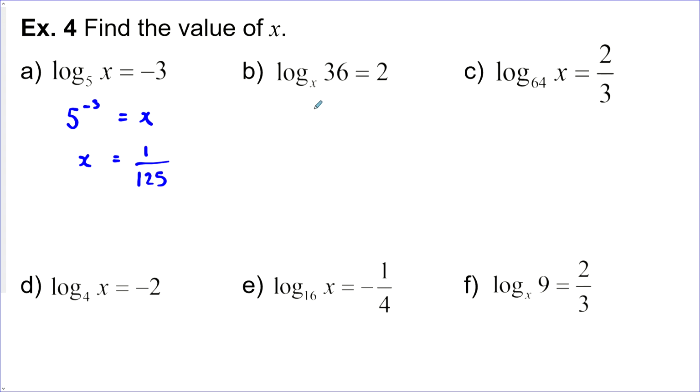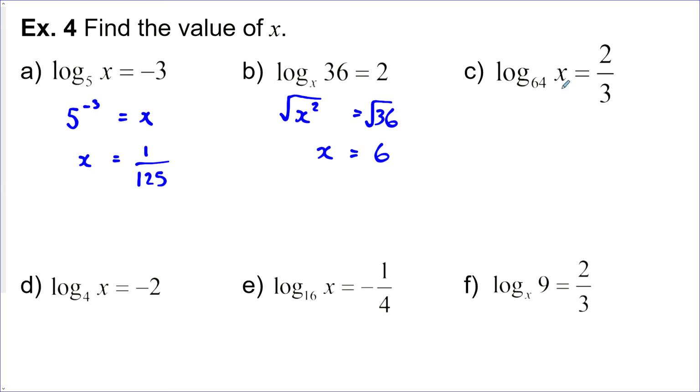The next one here, we've got the base is x and the exponent is 2, and that's going to equal 36. Now we're going to square root both sides here, and normally we would get plus or minus, but in logs we only want the positive answer because we want the base of the log to only be positive. So we'll say that x is equal to 6.